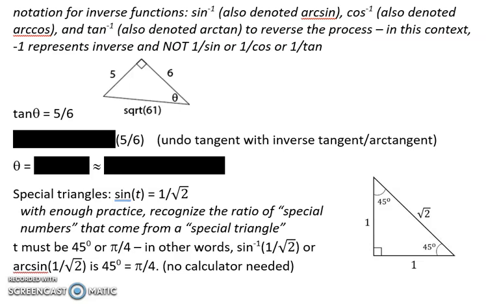In math, every operation has an opposite. Subtraction undoes addition, square roots undo squaring, and so on. Trig functions also have opposite operations called inverse trig functions.